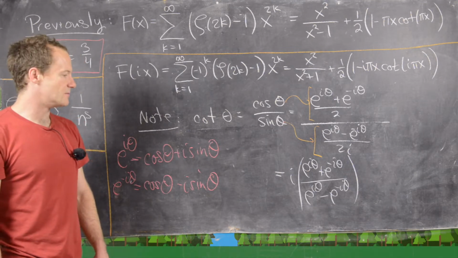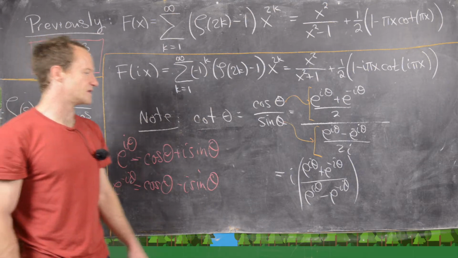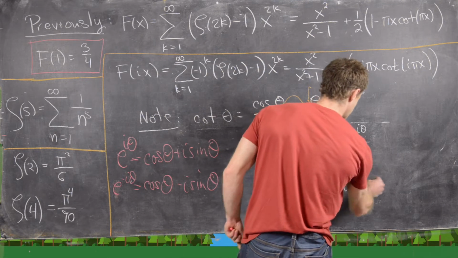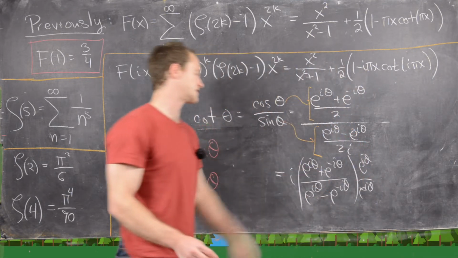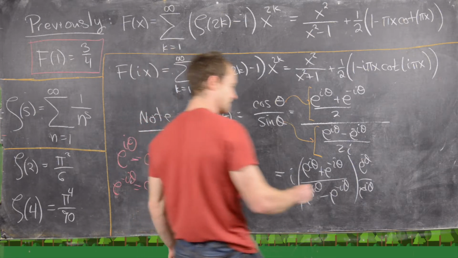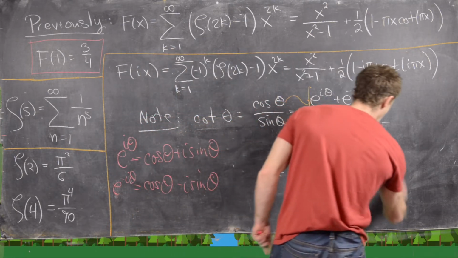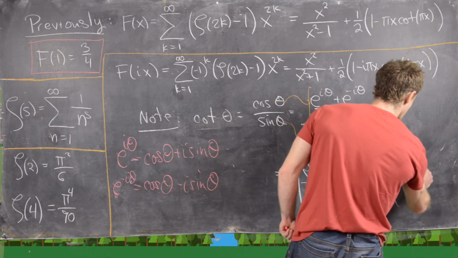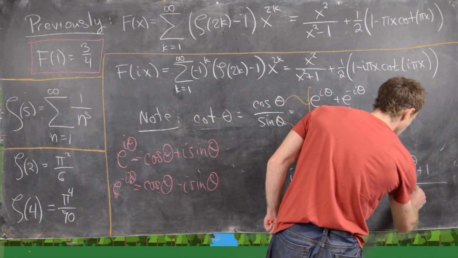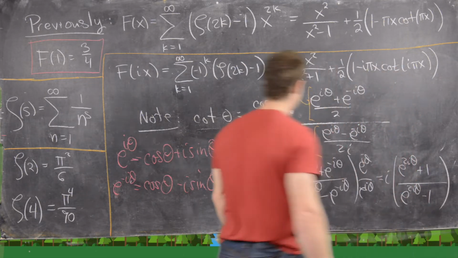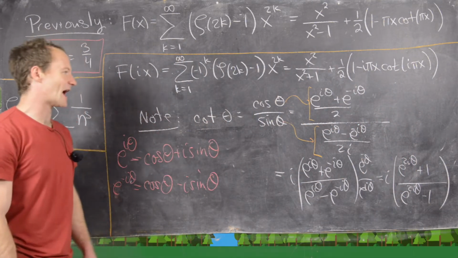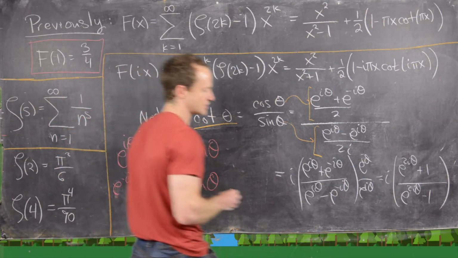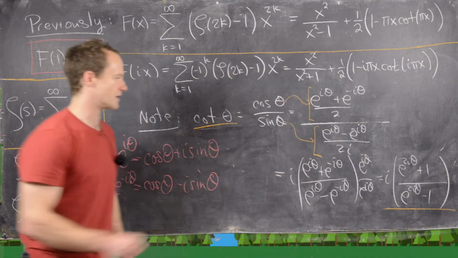But now maybe the next thing that we can do is multiply the numerator and the denominator by e to the i theta. And that's going to cancel this e to the minus i theta. So let's see what we get if we do that. That gives us i times e to the 2i theta plus 1 over e to the 2i theta minus 1. So we can use that as our formula for the cotangent of theta. So the cotangent of theta is this guy right here.